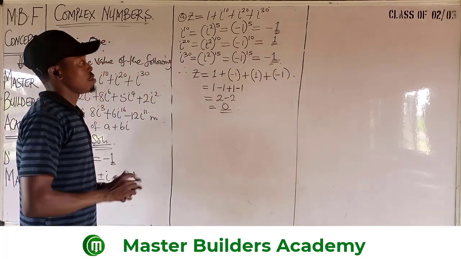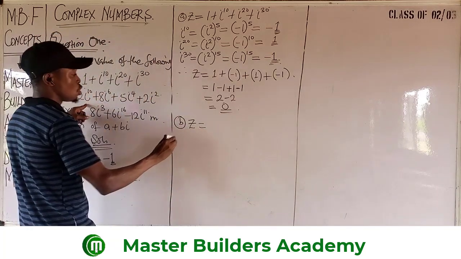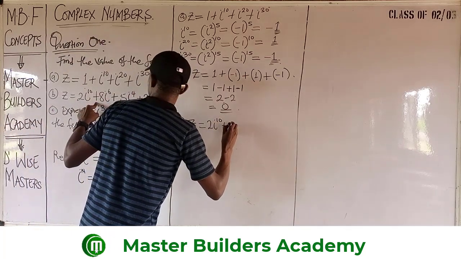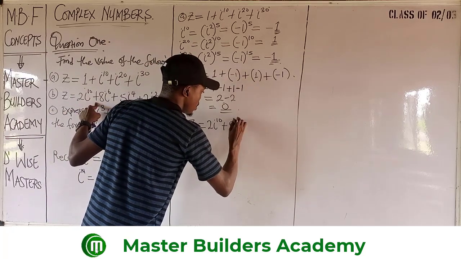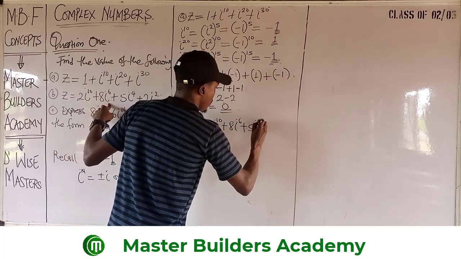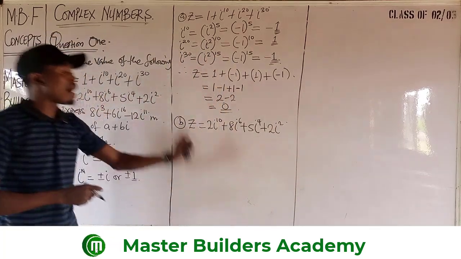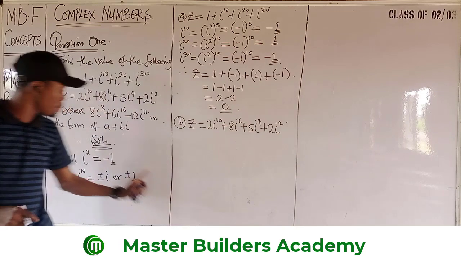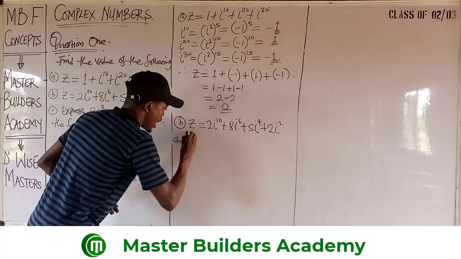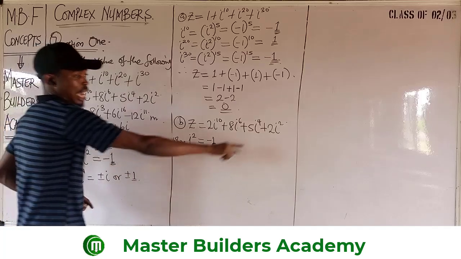Now let's look at question number 2. Number 2, we have B, and then we are given that Z is equal to 2i^10 plus 8i^6 plus 5i^4 plus 2i^2. This is the question. Remember, our basis of solving this is that i raised to the power of 2 by standard is minus 1. So all I just need to do here, i raised to the power of 2 is minus 1. I'm stating this here again because I have it here.